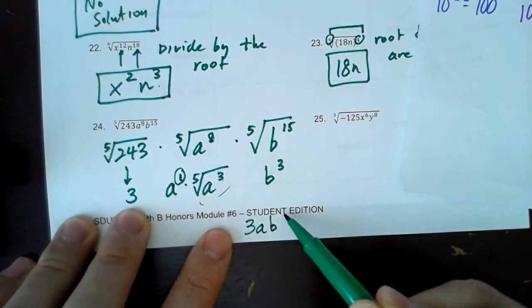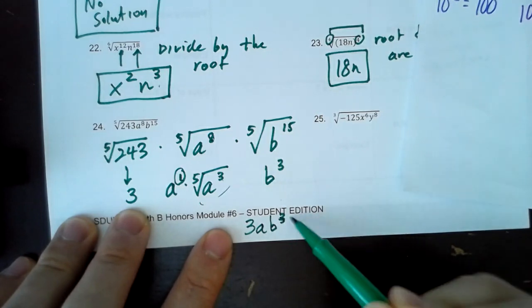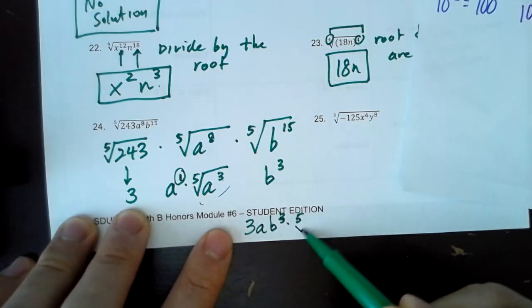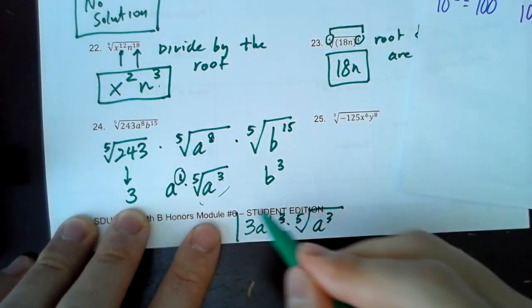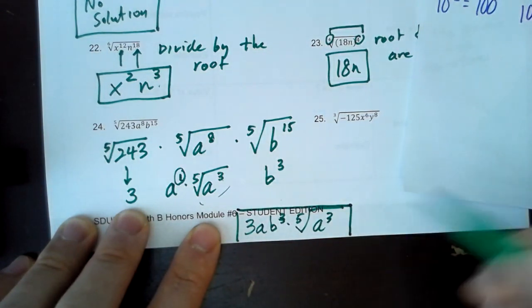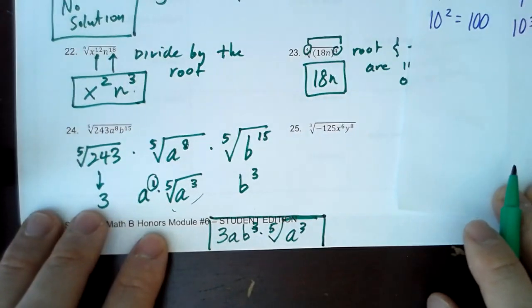3ab cubed times the fifth root of a cubed. Okay.